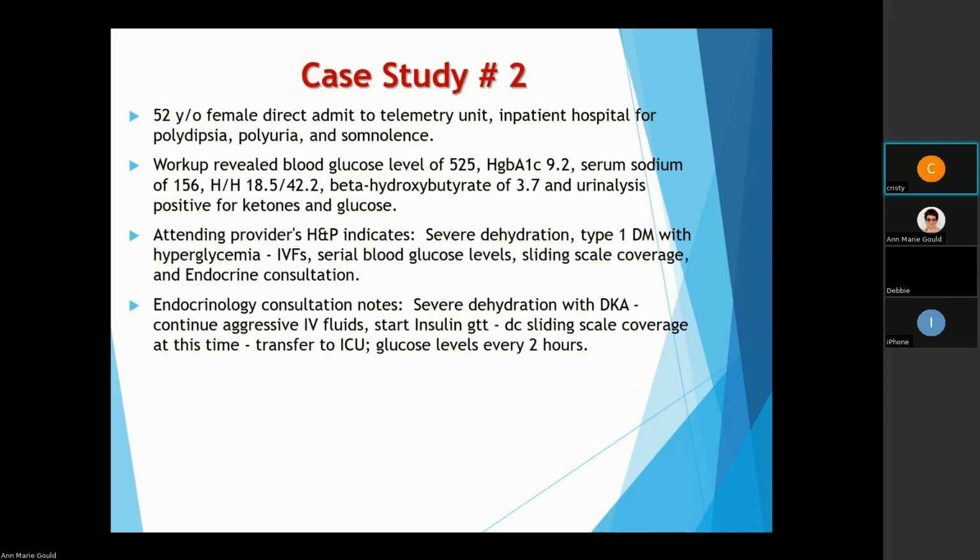The attending provider H&P indicates severe dehydration, type 1 diabetes with hyperglycemia. IV fluids, serial blood glucose levels, sliding scale coverage, and endocrine consultation were ordered. Endocrinology consultation notes severe dehydration with DKA, aggressive IV fluids, start insulin drip, discontinue sliding scale coverage at this time, transfer to ICU, and glucose levels every 2 hours. So, what is our primary diagnosis here?